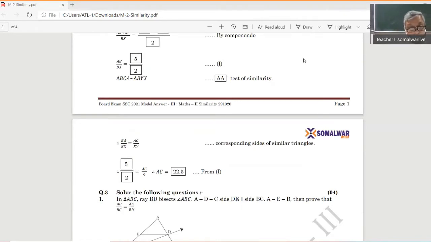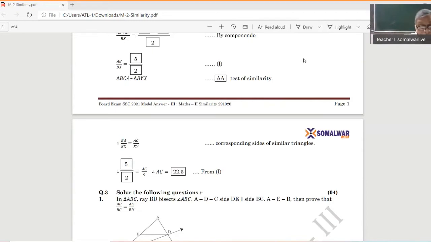Therefore, BA upon BX is equal to CA upon YX or XY. Now, just by taking that one into consideration, BA upon BX we have already found out. I have told you that we need the complete side BA. Which triangle? The complete side of both the triangles.